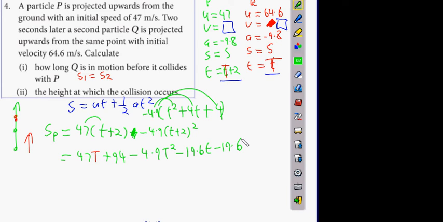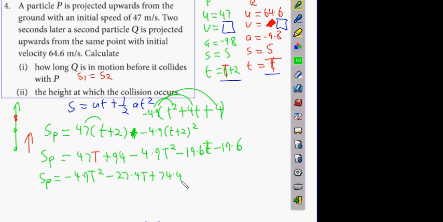Add them all up together and we get SP equals minus 4.9 T squared. What's that? 47T minus 19.6 T, and we know 47 minus 19.6 is 27.4. So 27.4 T. And then 94 minus 19.6 is 74.4. Okay guys, this here is all just SP, nothing to do with SQ.